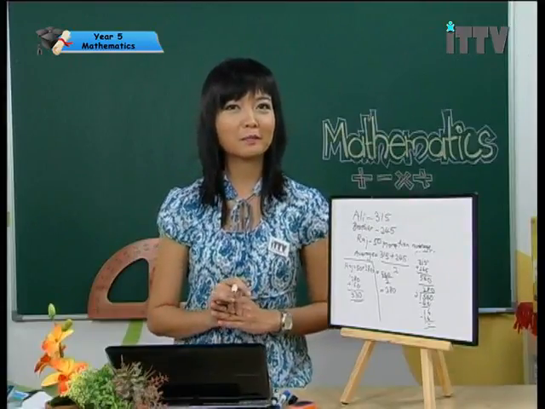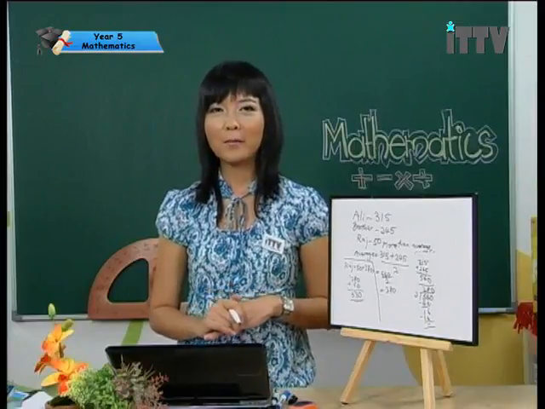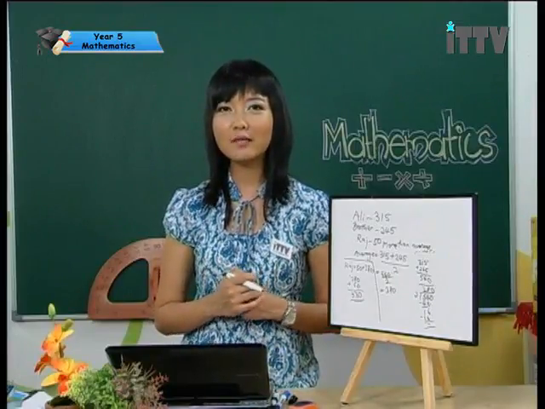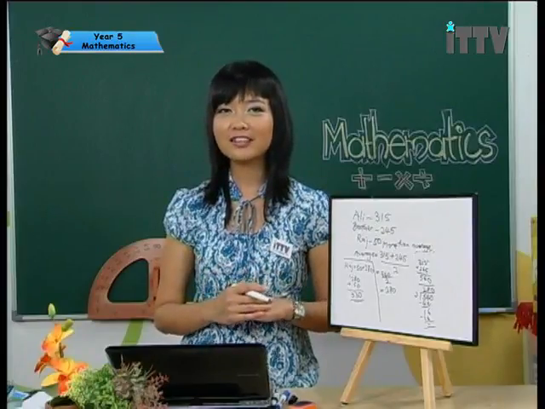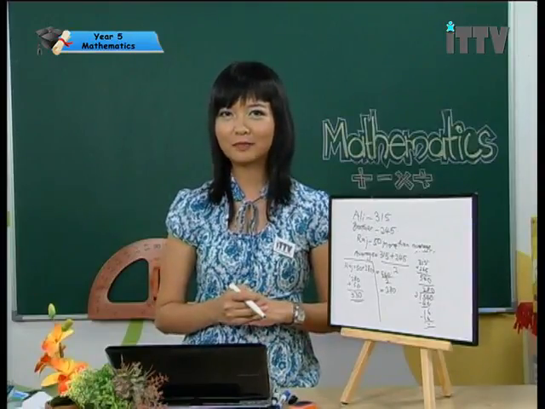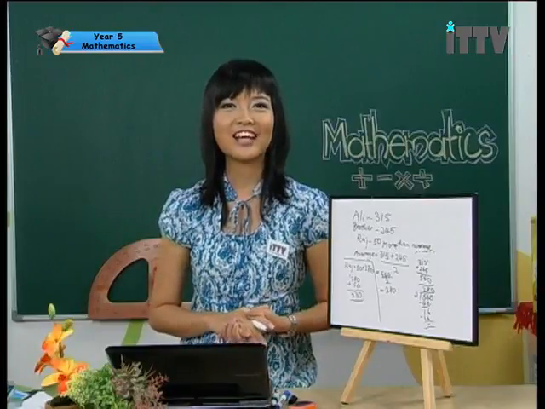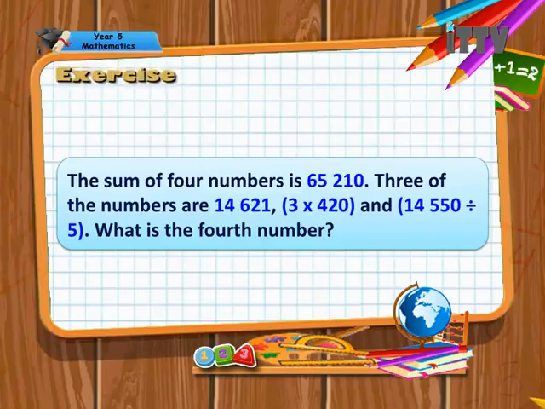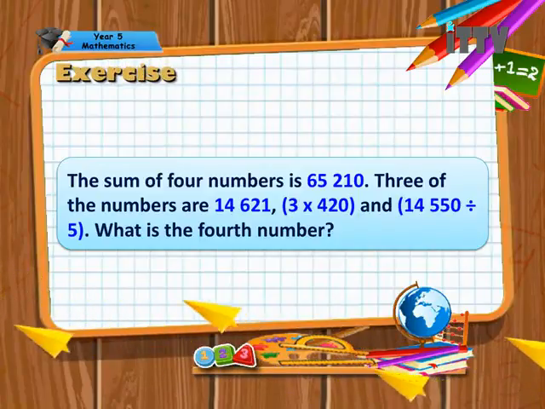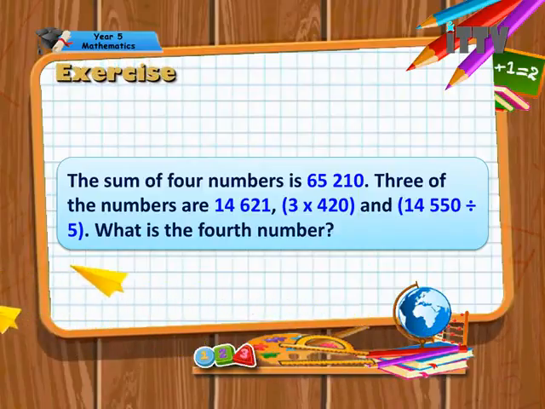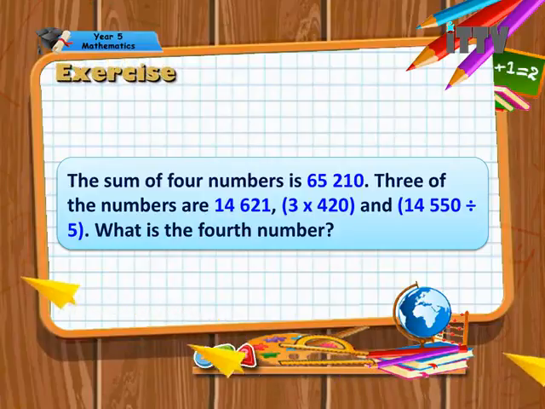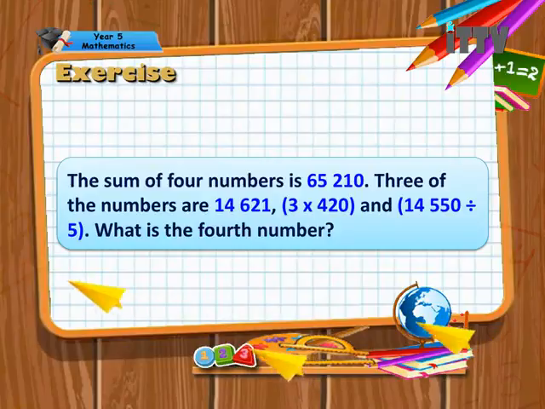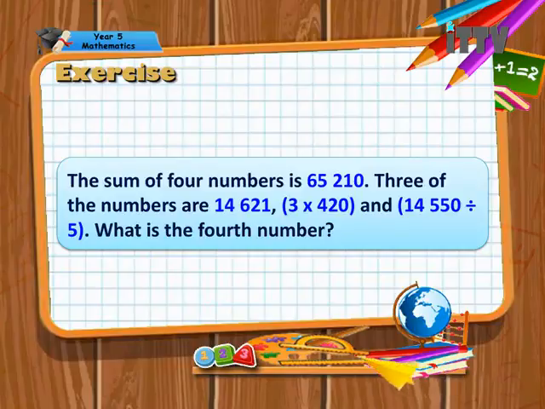Do you think that was difficult? It was pretty challenging. But as long as you remember your steps and the operations that are related, it is possible to solve them. One more question. Let's take a look. Question number 4. The sum of 4 numbers is 65,210. 3 of the numbers are 14,621. The second one is 3 times 420. And the third one is 14,550 divided by 5. What is the fourth number?